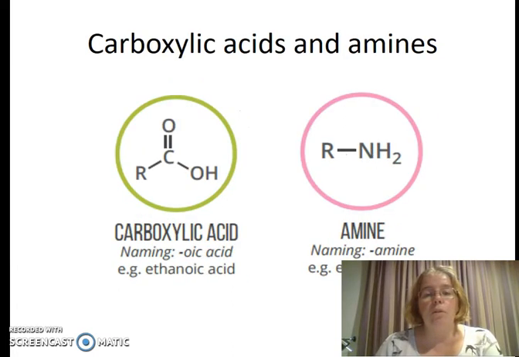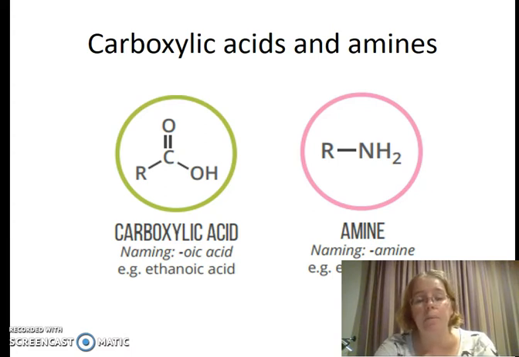And the other 2 functional groups that you dealt with last year in Year 12 are carboxylic acids and amines. Now, carboxylic acids have a carbonyl group, that is a C double bonded to an O, and a hydroxyl group on the same carbon, which is at the end of our carbon chain. It has to be at the end of the chain because you've got 3 bonds associated with that functional group, so there's only 1 bond left to go out to the rest of the chain. The carboxylic acid is named as something or other oic acid. So, for example, ethanoic acid, propanoic acid, heptanoic acid, whatever it happens to be.